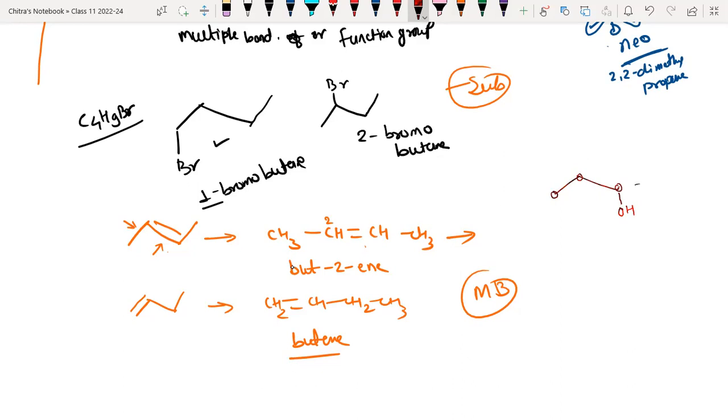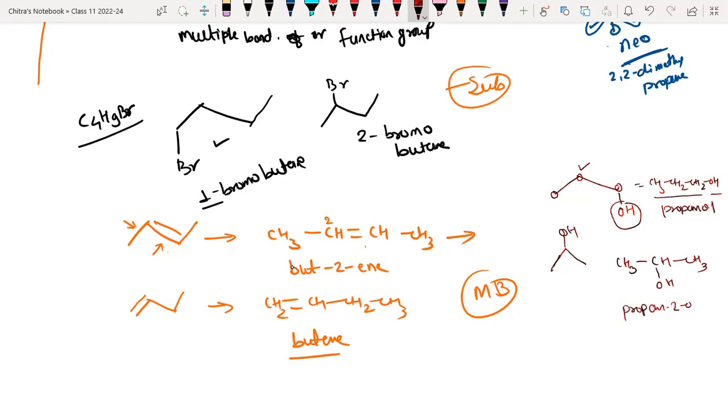It can be written as CH3, CH2, CH2OH like this. So it is propanol. Okay, but we can think of the position of the OH group on the second carbon also over here. So it will be like this. Here we have the OH group. So it can be written as CH3, CH, here CH3, and here OH group. So it is propan-2-ol.